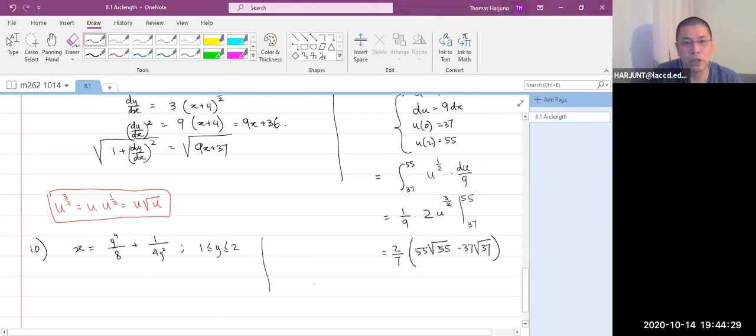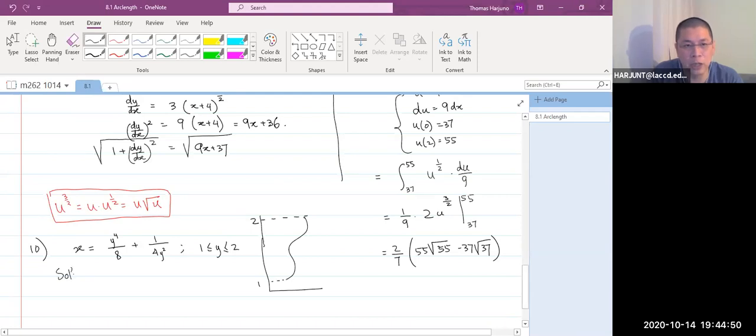If I sketch that, let's say this is the curve, right? Find the arc length from y equals 1 to y equals 2. Set it up first. Don't rush with your setup though.